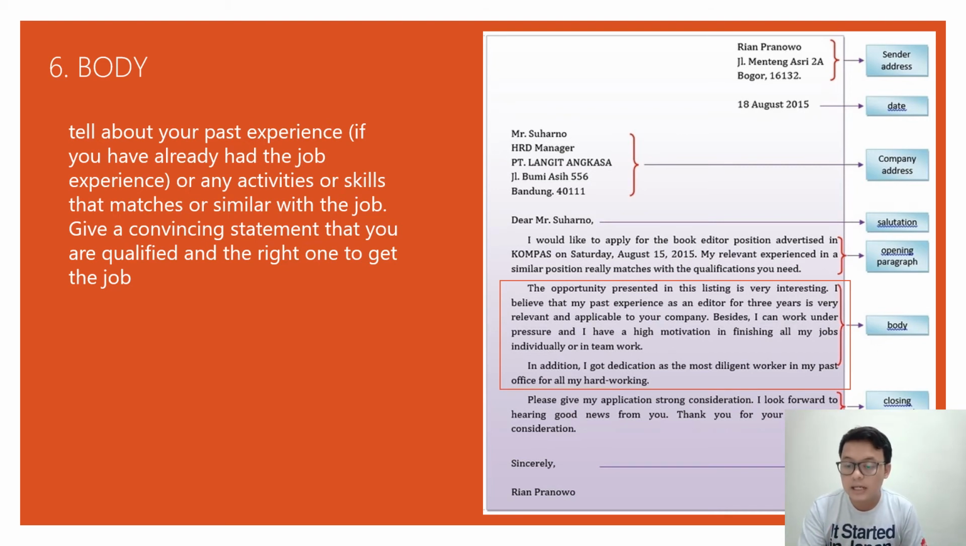For example, take a look at the example. "The opportunity presented in this listing is very interesting. I believe that my past experience as an editor for 3 years is very relevant and applicable to your company. Besides, I can work under pressure and I have a high motivation in finishing all my job individually or in teamwork. In addition, I got dedication as the most diligent worker in my past office for all my hard work."